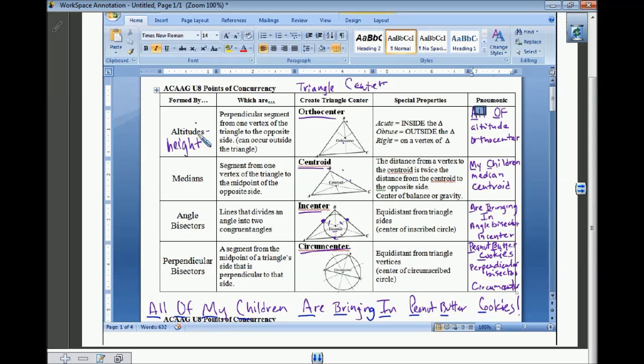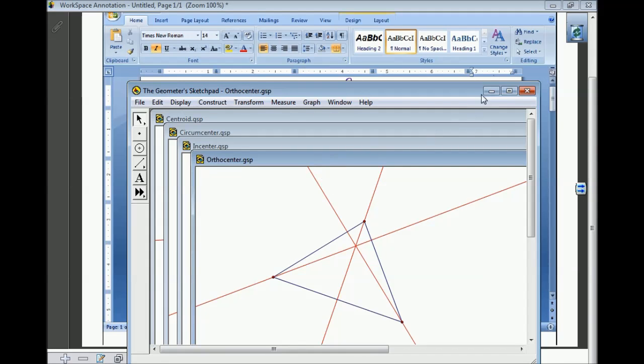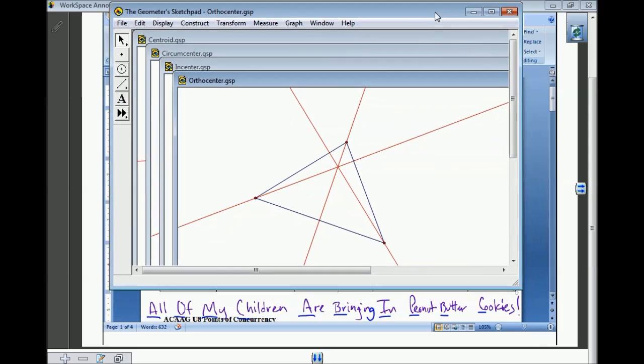Now the orthocenter is formed by the altitudes, and an altitude of a triangle is just the height of a triangle, the perpendicular segment that goes from one vertex of the triangle to the opposite side. And orthocenters can occur outside the triangle. I'm going to quickly go to our GeoSketchpad and take a look at an orthocenter.